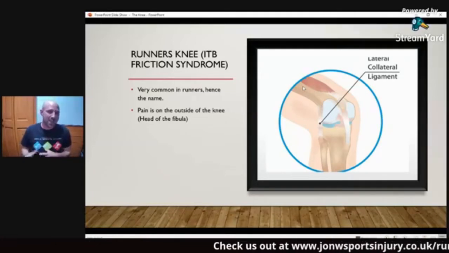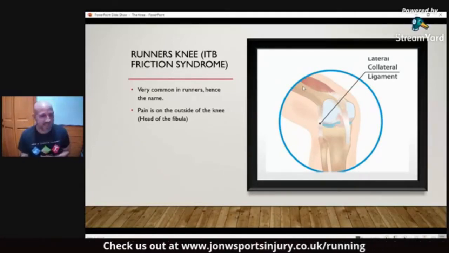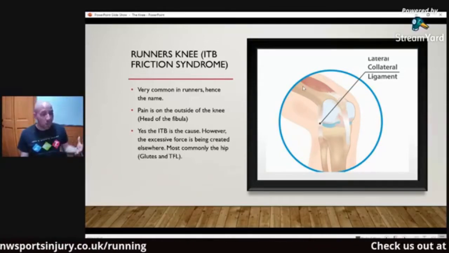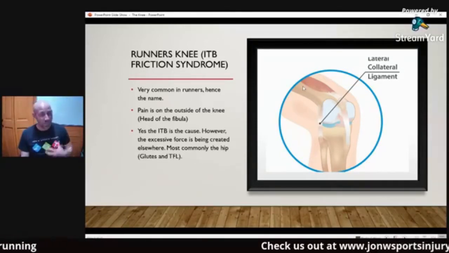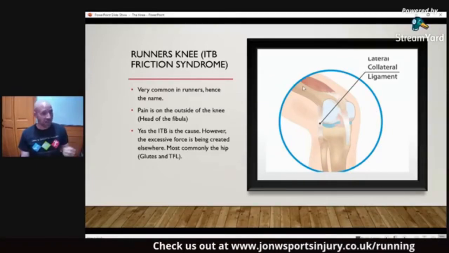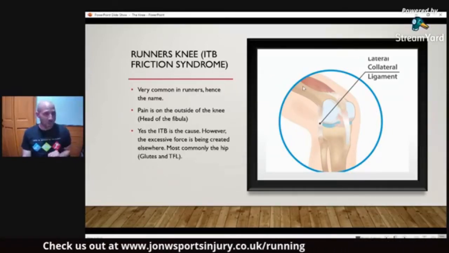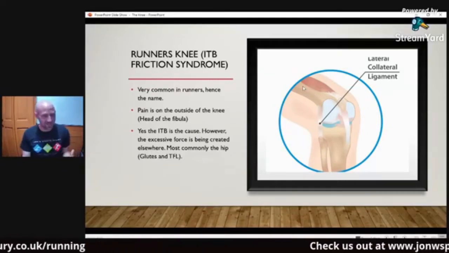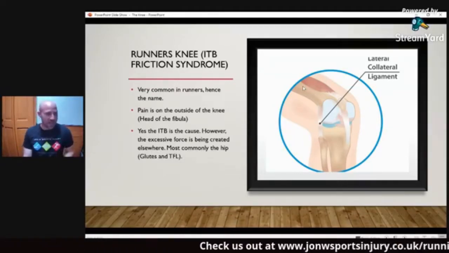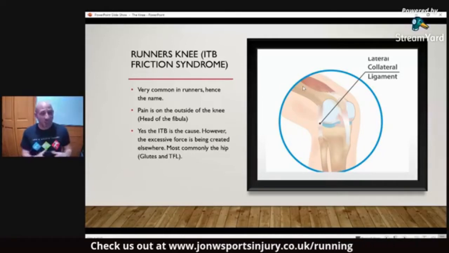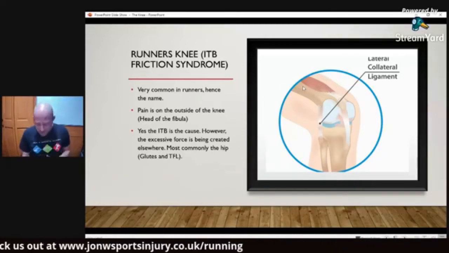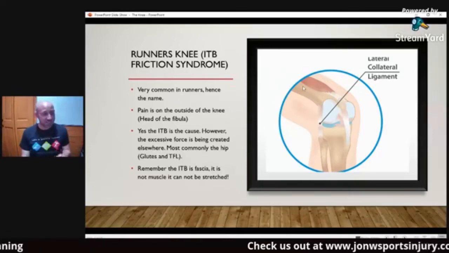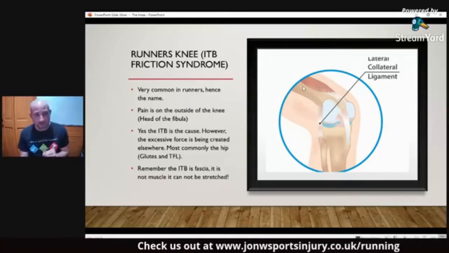Now, the ITB attaches into this bony lump, this head of the fibula. So what happens is over time, when we complete a consistent speed sport, running being the optimum one for that, we create excessive force through this ITB that irritates that head of the fibula. So it causes that pain. So yes, the ITB is the problem. But what we need to remember about the ITB is that it is just fascia. You can see there. Now, let me explain that point very quickly.